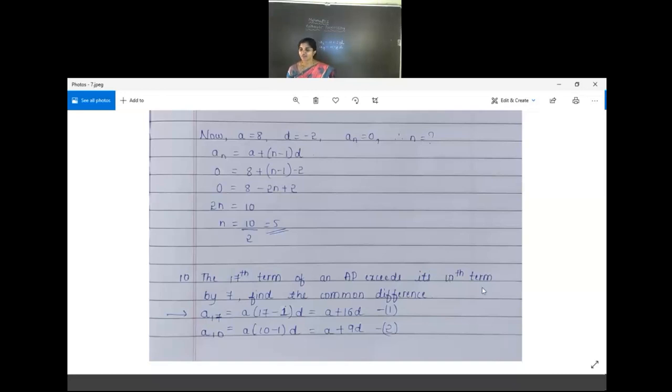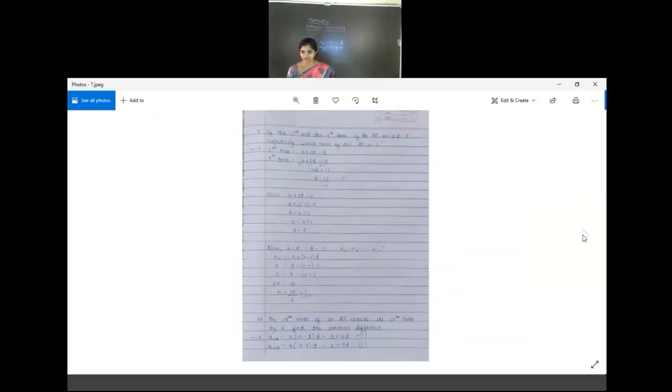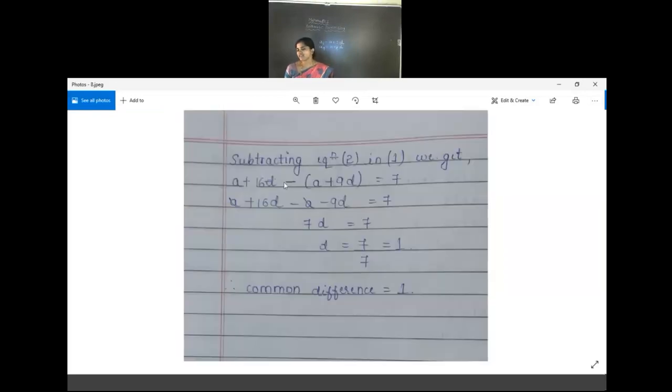Okay, so then how to find that? We got two equations right now. So subtracting equation 2 from 1, we get a plus 16d, equation 1, the 17th term, minus a plus 9d, the 10th term, equal to 7. The difference is 7, no? Because the 17th term is 7 more than the 10th term, that's why the difference between these two terms is 7.